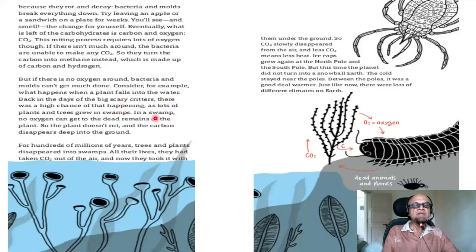Consider, for example, what happens when a plant falls into the water. Back in the days of the big scary critters, there was a high chance of plants falling into water, as lots of plants and trees grew in swamps. Think of the swamp monsters. But if you're scared of monsters, don't worry. In a swamp, no oxygen can get in to the dead remains of the plant, so the plant doesn't rot and the carbon disappears deep into the ground.